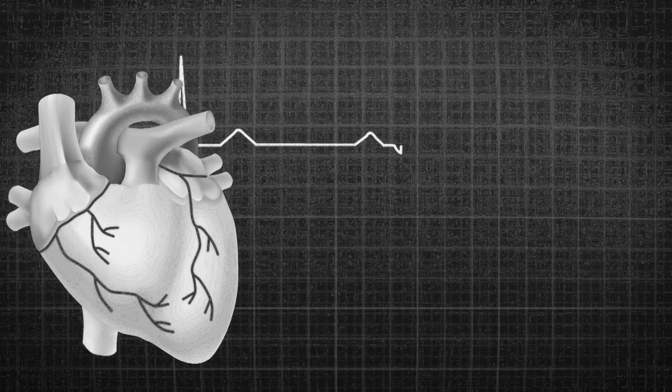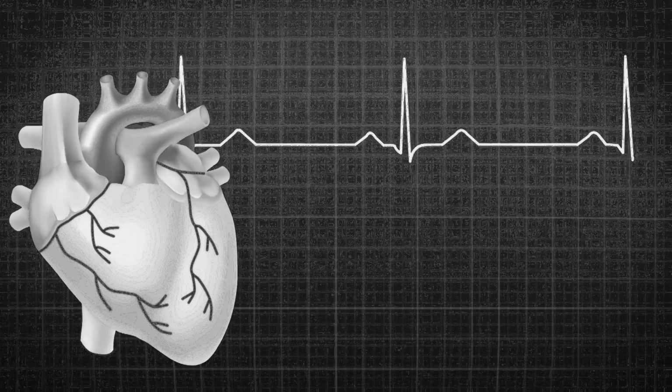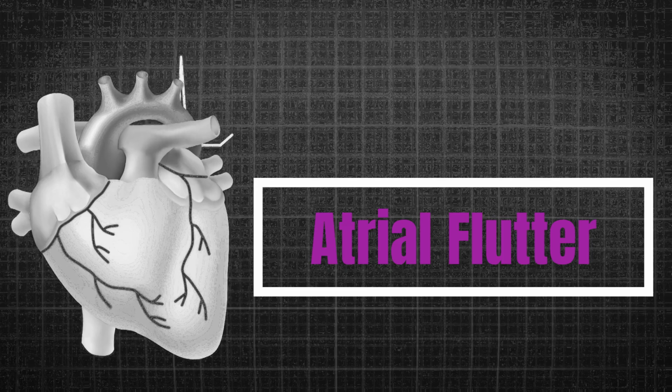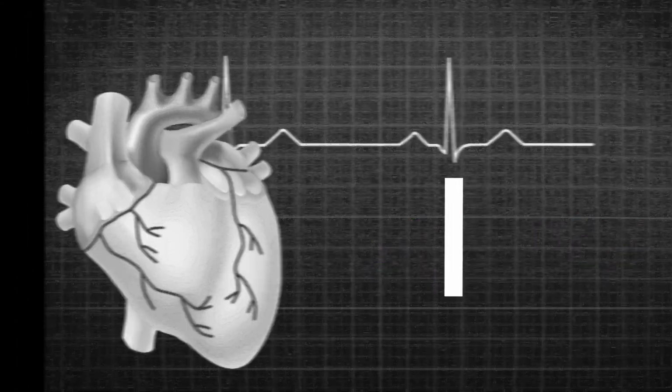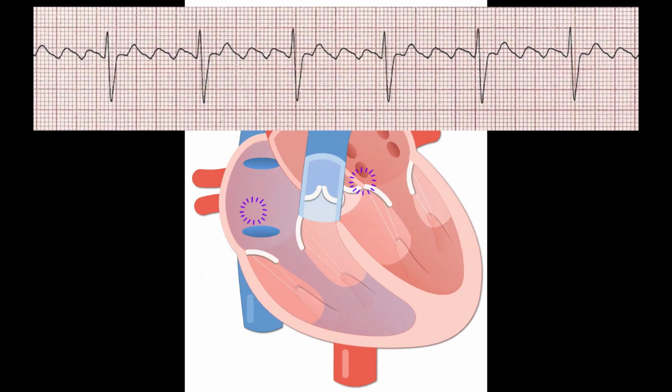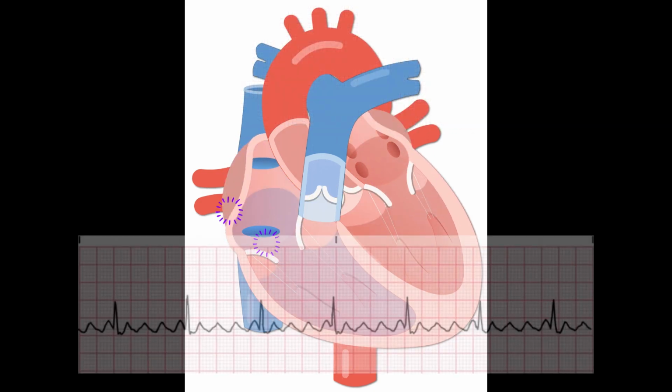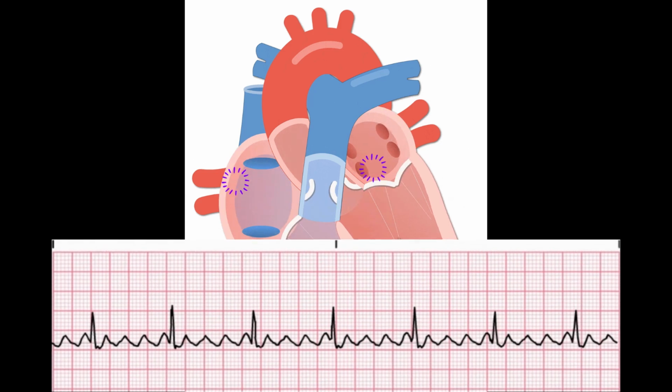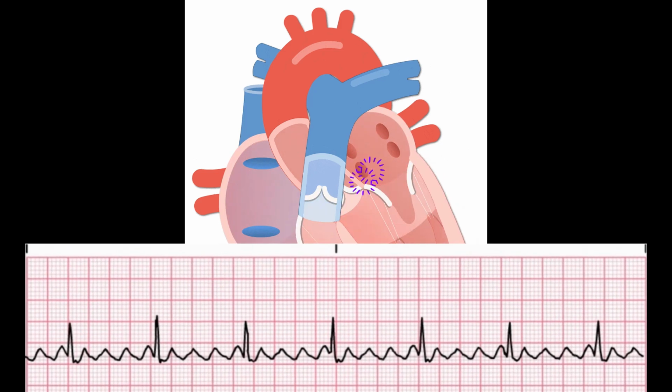Hello and welcome to this video about atrial flutter. Atrial flutter is a type of abnormal heart rhythm that occurs when the upper chambers of the heart, called the atria, beat too quickly. In this video, we'll discuss the causes, symptoms, and how to analyze atrial flutter.